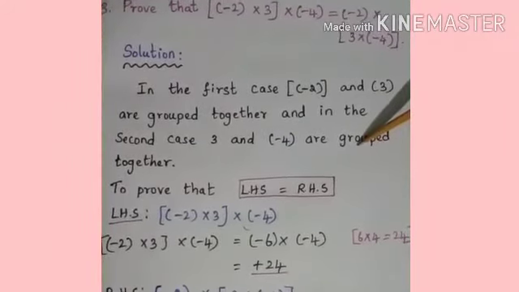The value of left hand side is equal to plus 24. The value of right hand side is equal to again plus 24. Therefore, left hand side is equal to right hand side. Hence, it is proved.